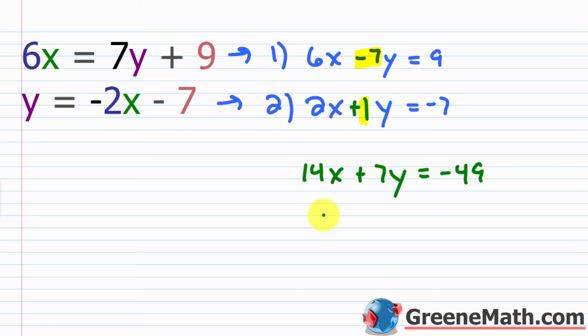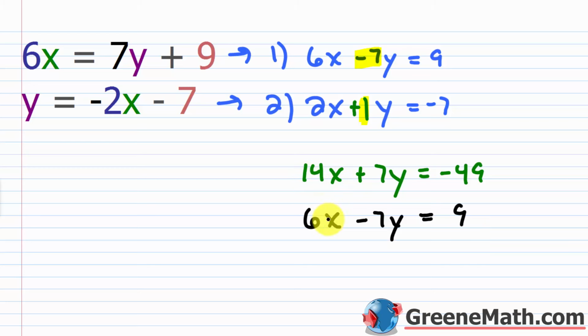So what I'm going to do now is take this 6x minus 7y equals 9, and I'm going to add the two left sides, and set this equal to the sum of the two right sides. So let's do this real quick, and then I'll explain why this works mathematically.